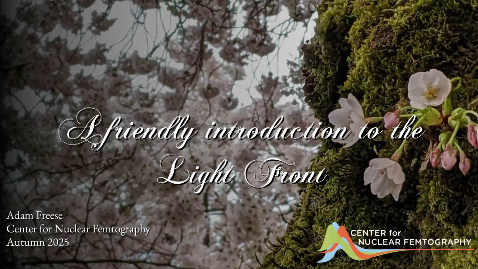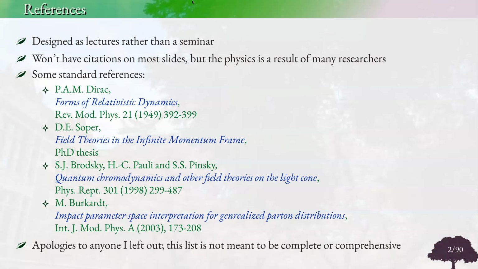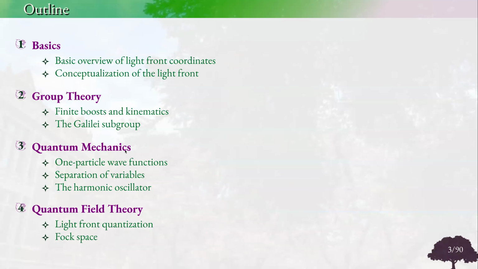All right. So this is going to be the third lecture. Hopefully, what I'll get through in this lecture are some basic quantum mechanics, not quantum field theory yet, but quantum mechanics on the light front, including talking about one particle states, separation of variables for two particle states, and then I would like to go through the harmonic oscillator as an example problem for a two particle bound state on the light front. Previously, we discussed both the basic definitions of light front coordinates and group theory.